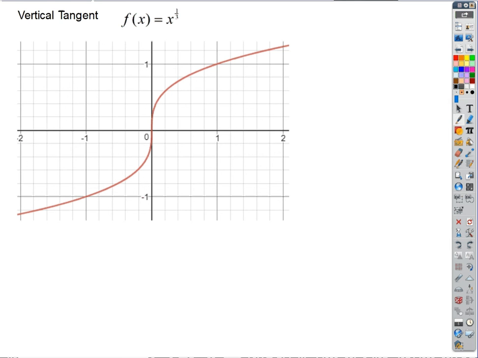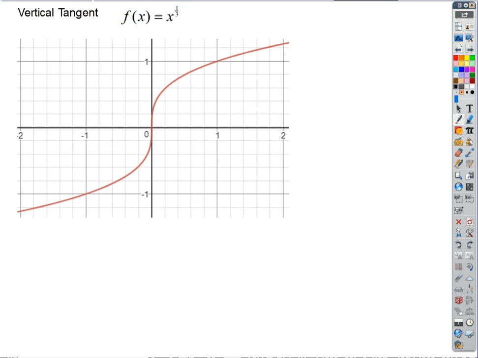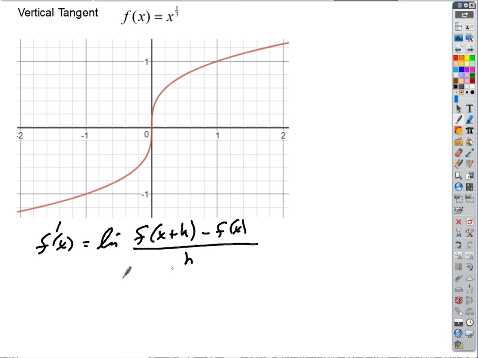Okay? So start at the start. Start general. What's our definition of the derivative? What's f prime of x? The limit of f of x plus h minus f of x, all divided by h, as h approaches 0. Okay, good.